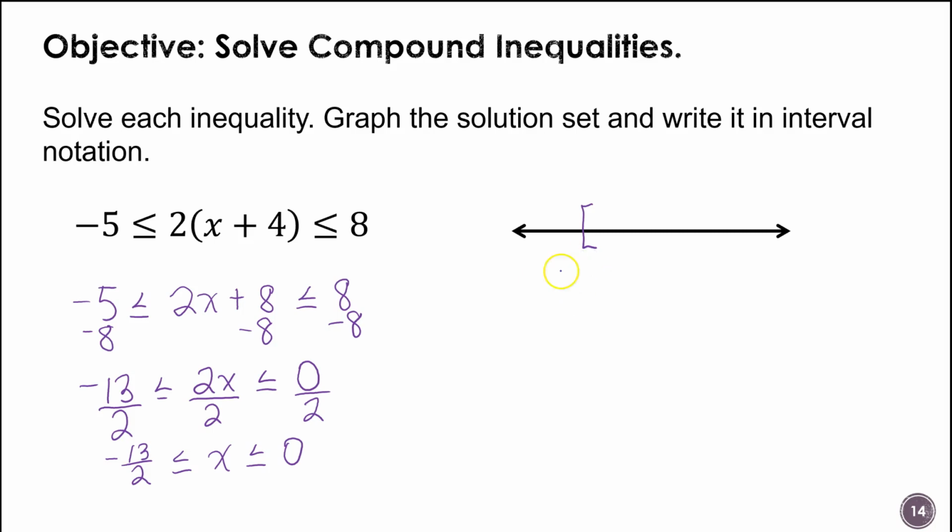-13/2 and a bracket at 0 and then the line in between them. That is all we have to do on the graph. In interval notation, it's negative 13 halves to 0. Remember, 0 is just a number, and it stays. And so this is the end of chapter 2.